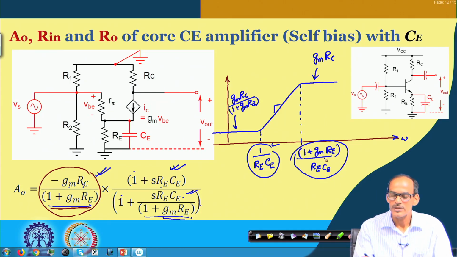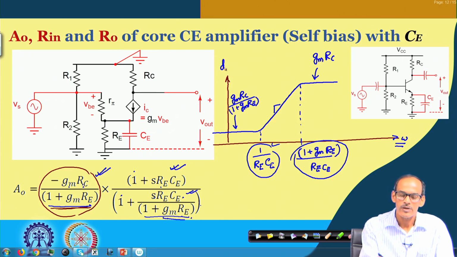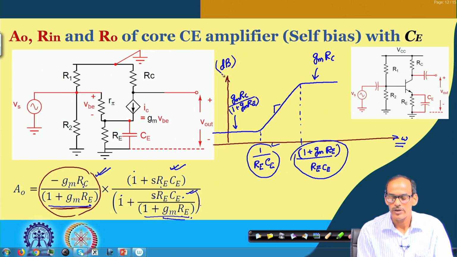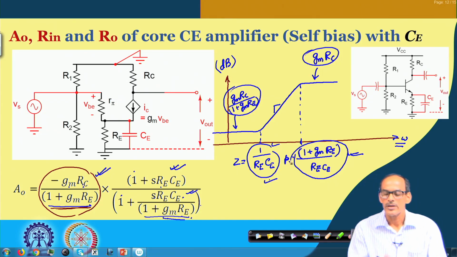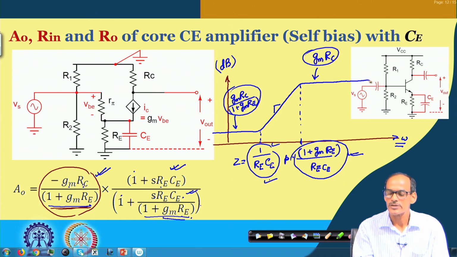In fact, since this is a Bode plot, omega is on a log scale and the y axis is also in dB, that means the data got converted into log. So you can say that the ratio of this and this is consistent with the ratio of the location of the pole and the location of the zero. At this point we do have a zero and then we do have a pole. And beyond this point, of course, the gain continues to remain constant.